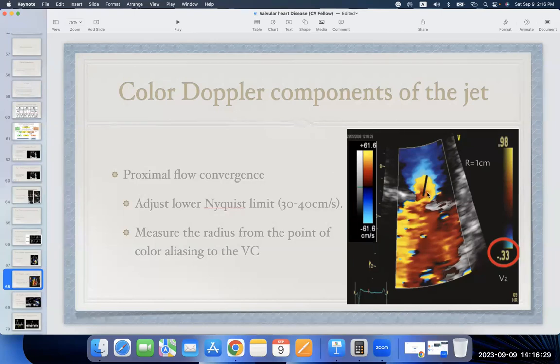And as I told you previously, when you want to adjust the Nyquist limit, you shift the baseline toward the jet. So this jet is going downward, so you need to shift the baseline downward. And when you measure the PISA later on, you use this bottom number, not the top number. Usually at the beginning, before you do the shift, the baseline will be in the middle. But then you can control it from the machine itself.